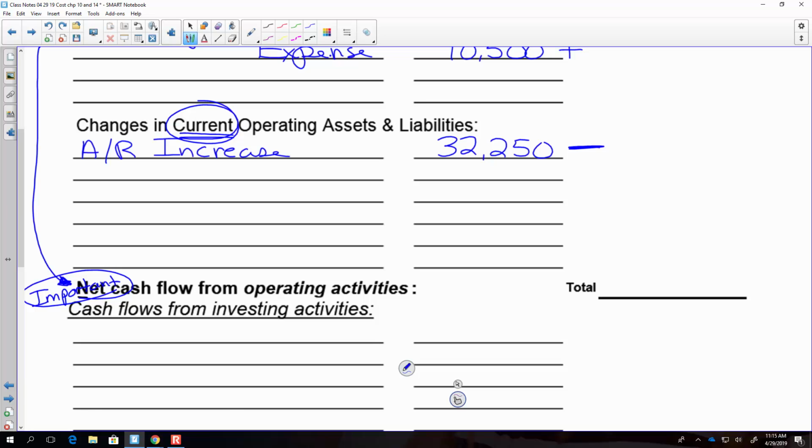Inventory is next. Also went up. So here again, we're going to subtract. What's the difference here? 16,500. Prepaid expenses also went up. We're not doing good here. That's an increase. $3,000.